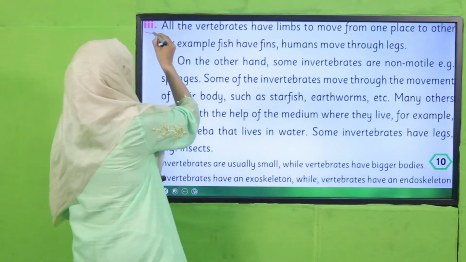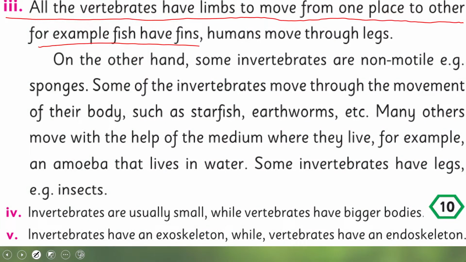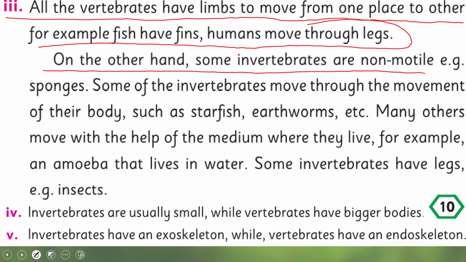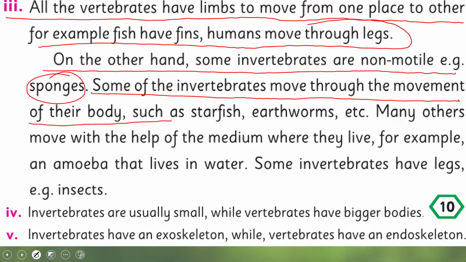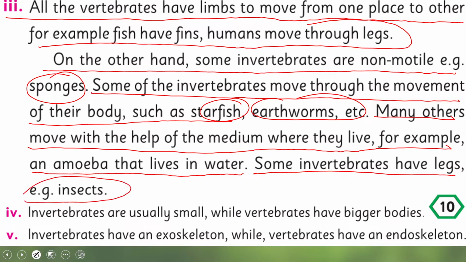Next, number 3, all the vertebrates have limbs to move from one place to another. For example, fish have fins, humans move through legs. On the other hand, some invertebrates are non-motile, for example, sponges. Some of the invertebrates move through the movement of their body, such as starfish, earthworm, etc. Many others move with the help of the medium where they live. For example, an amoeba that lives in water. Some invertebrates have legs, for example, insects.